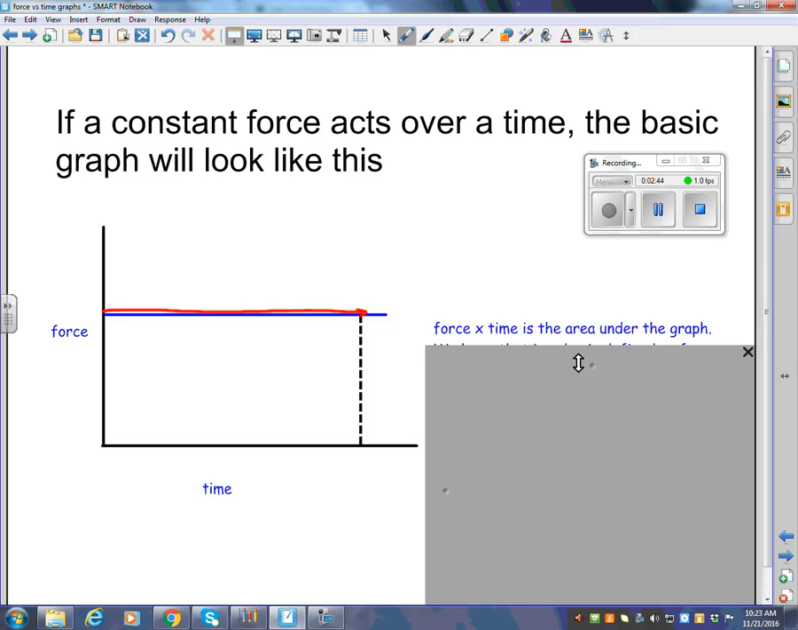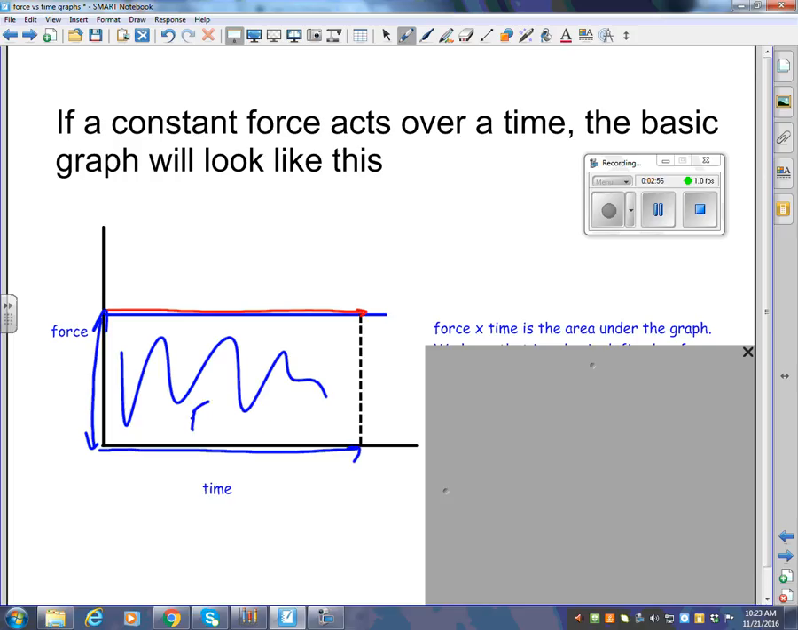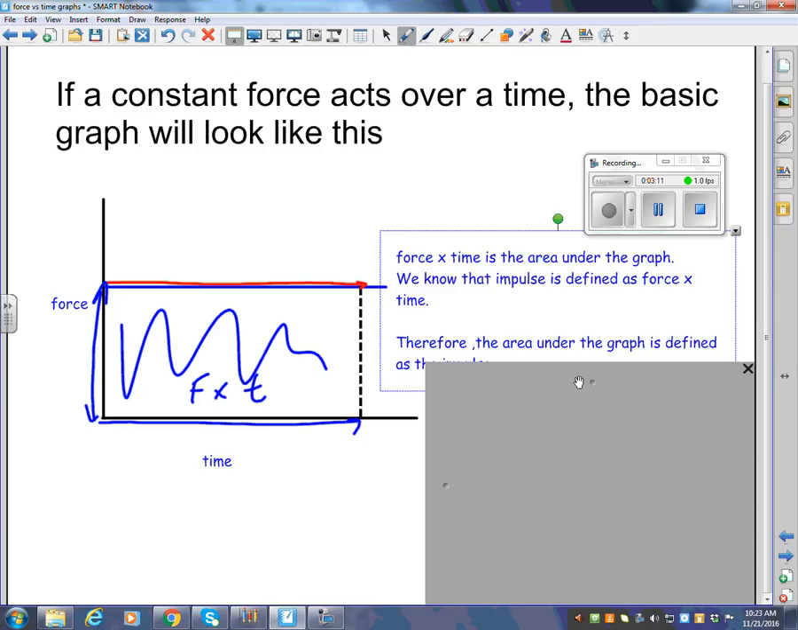Force multiplied by time is the area under the graph. Force is the height of the rectangle, and time is like the length and the width, right? So the area is force multiplied by time, right? On a rectangle kind of graph like that, right? And what is force multiplied by time? Well, we know that that is the impulse. It's probably a little too small, isn't it? The font.